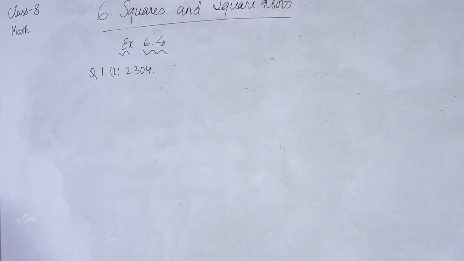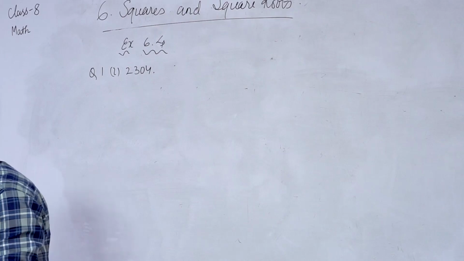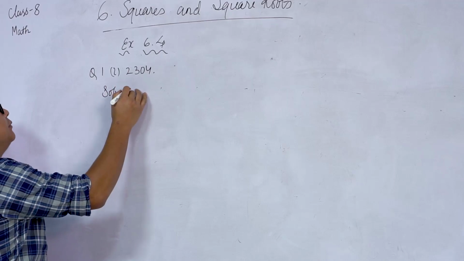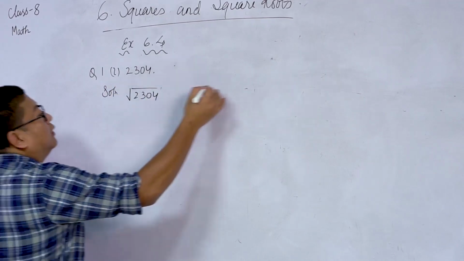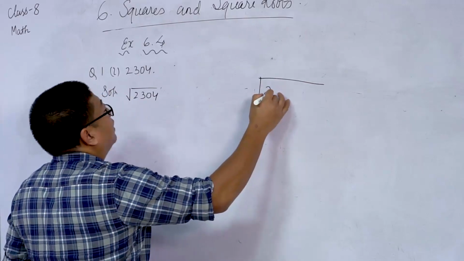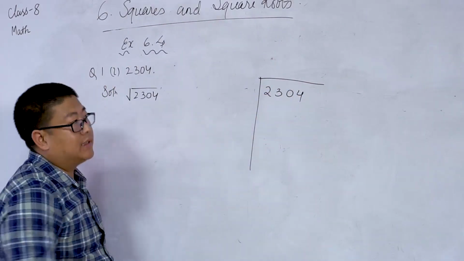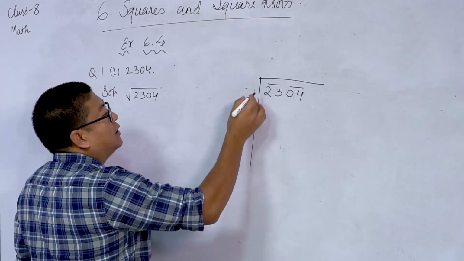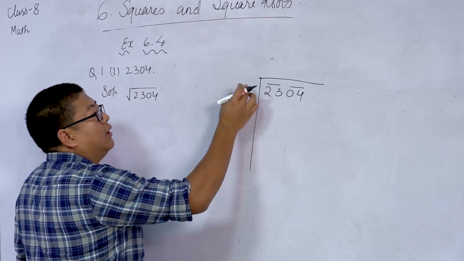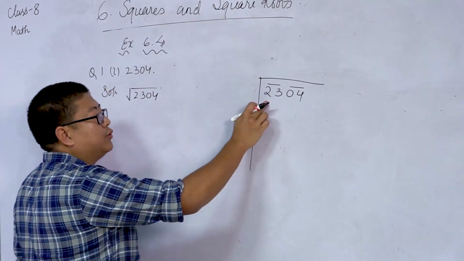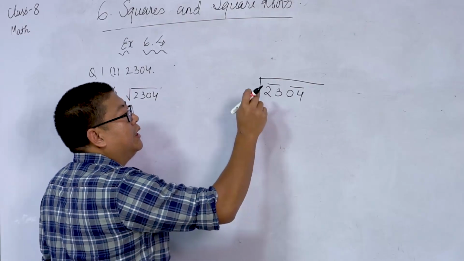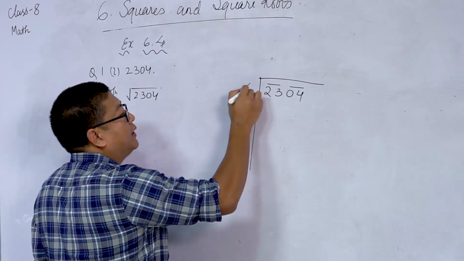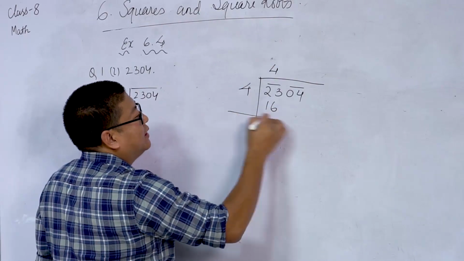Now this is the third method, and this is very similar to division. So the first thing that we have to do is pair them up, as we have already discussed. All of them have pairs. Now we have to find the nearest square. 4 into 4 is 16, less than 23. 5 into 5 is 25. Now 25 cannot be used because it is greater than 23, so we'll go with 4. 4 into 4 is 16.